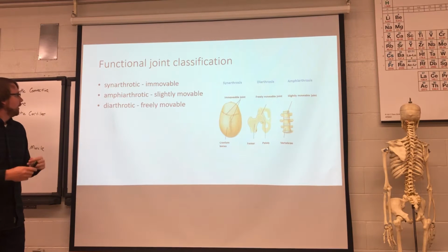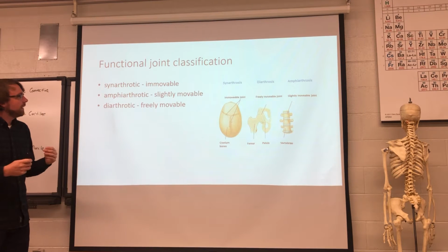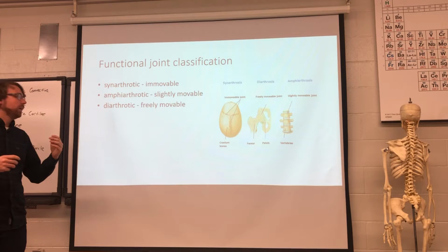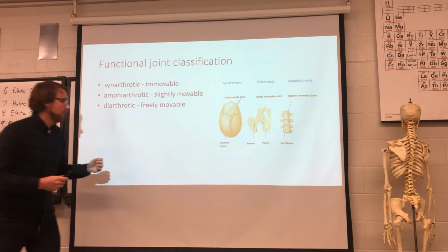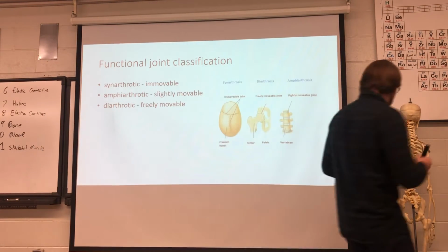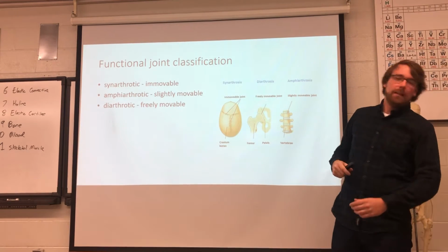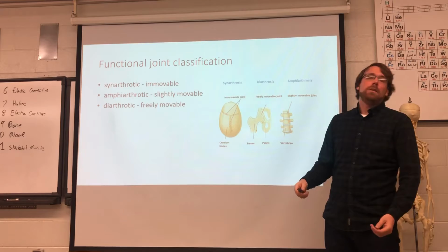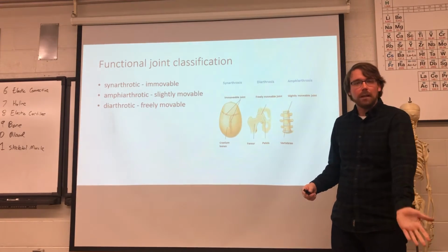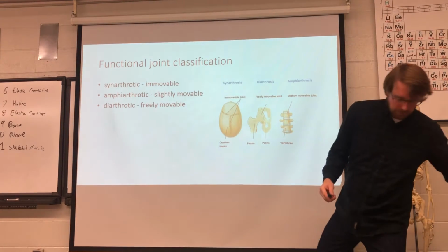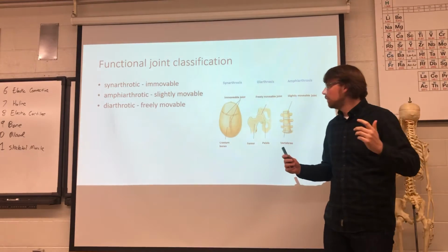So then there are amphiarthrotic. These are slightly movable. So what counts as slightly movable is like these cartilaginous joints of your spine. Your spine has ability to move. It doesn't have ability to move like my elbow or my fingers or even my hip has ability to move.